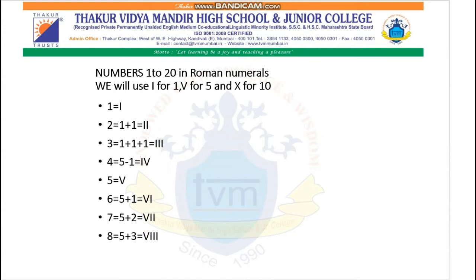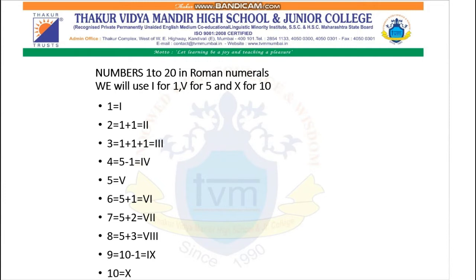8 is written as 5 plus 3. So Roman 8 will be VIII. 3 is written to the right of V. So VIII is the number for 8. Now 9 is 10 minus 1. So we are writing I before X, that is to the left of X, which makes your 9, IX. And the last number, 10, is X.